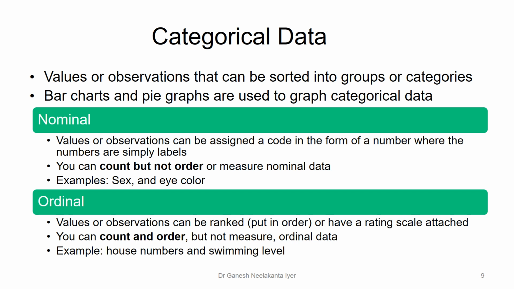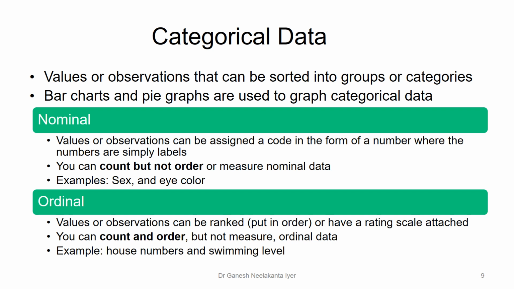So maybe sex of a person can only take maybe 1 for male, 2 for female, 3 for transgender, something like that. Or color of an eye, black, grey, whatever. So you cannot order them, they are not in any order.